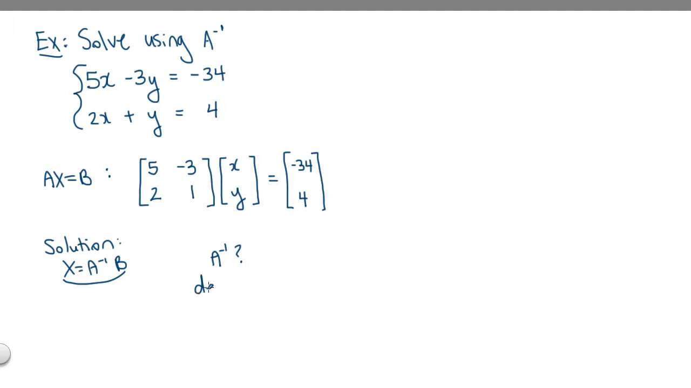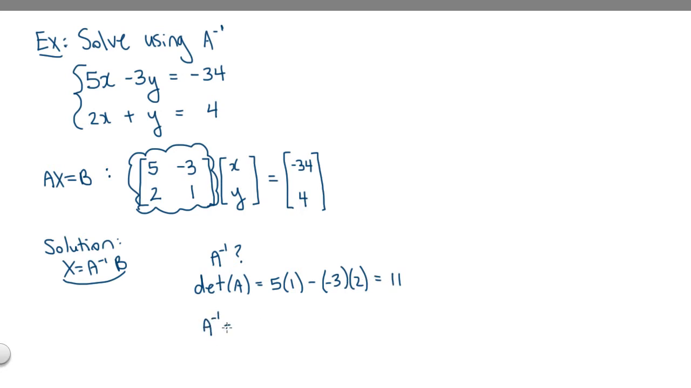Well, first thing we need to do is calculate the determinant of our matrix. So if we look back up here at A, the way we calculate the determinant is we take AD minus BC. So we're going to go 5 times 1 minus negative 3 times 2, and that gives us 11. That determinant is not equal to 0, so that confirms that A inverse exists.